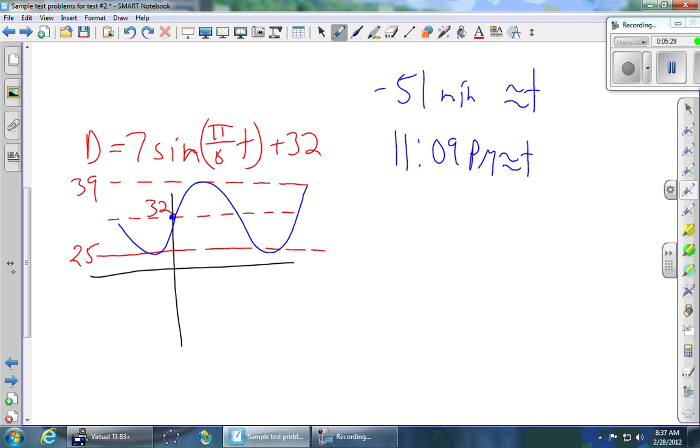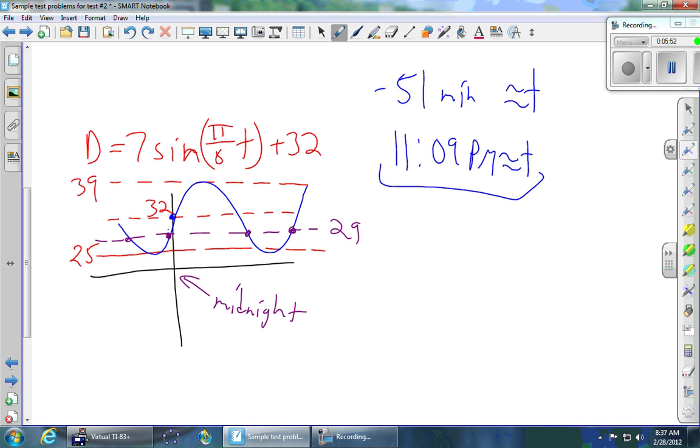What we're interested in here is places where the height is exactly 29 feet. So that's somewhere down below. So we'll just put 29 somewhere in here. And you can see that there are quite a few times when the depth of the water is 29. And if this thing right here was midnight, then I think the answer the calculator gave us, this 11:09 p.m., was that answer right there, the one a little bit before midnight. So what we'd like to do is maybe think about using the symmetry here. If you know the one answer is 11:09, we should be able to find the other answers. What we need to know first is what the period of this function is.